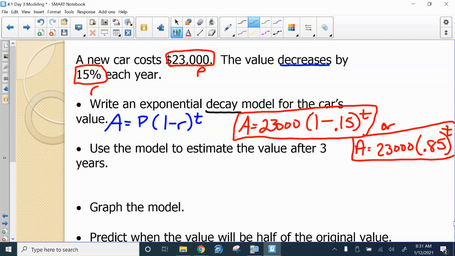So now it says use the model to estimate the value after 3 years. Well, that means 3 is our time. So we're just going to plug in 3 for t and type it in our calculator.